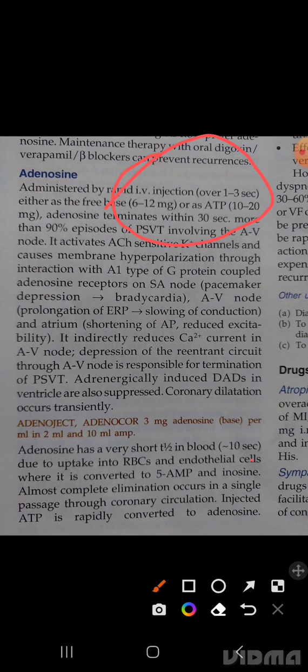Again, we need to see the metabolism. Adenosine has a very short half-life in the blood, approximately 10 seconds, because RBCs and endothelium take up this drug very fast. Then it is quickly converted into 5-AMP, that is adenosine monophosphate, and also inosine is formed.